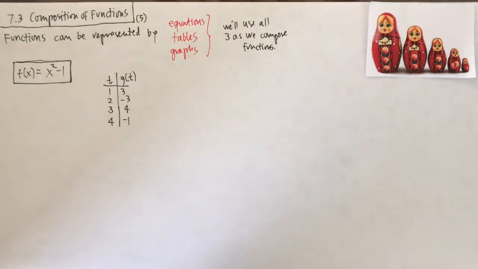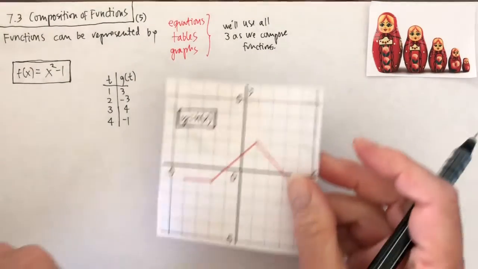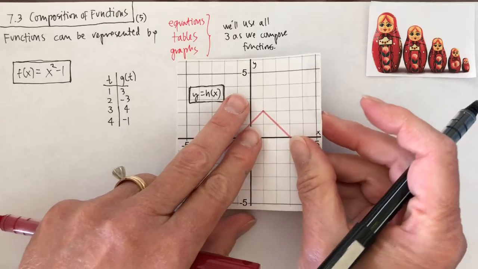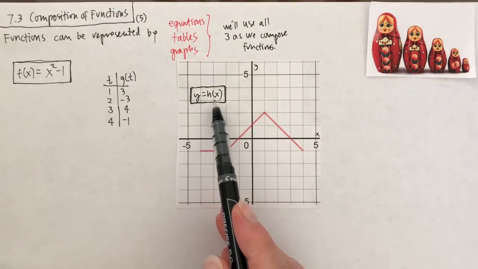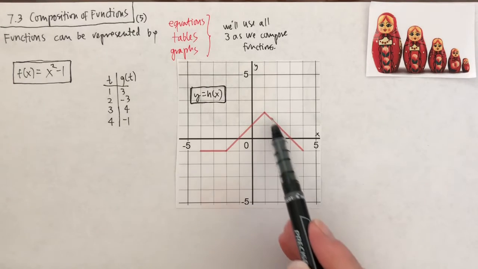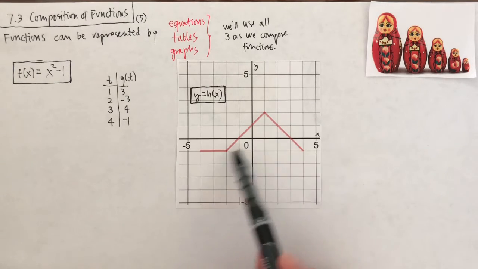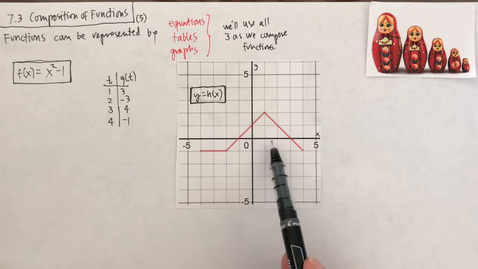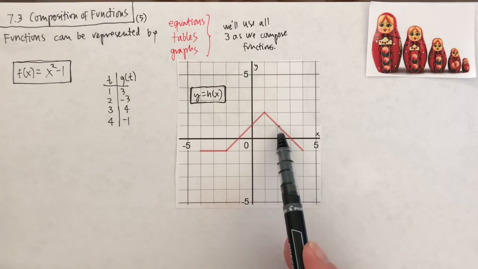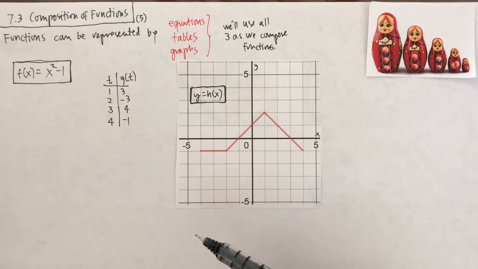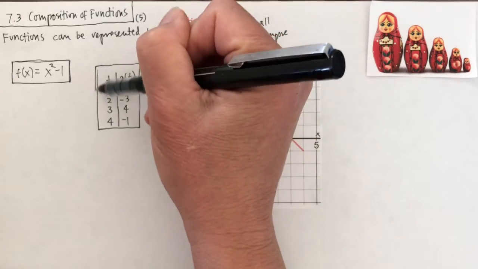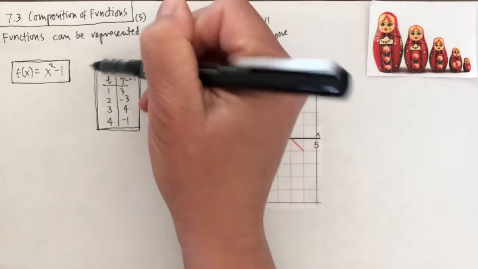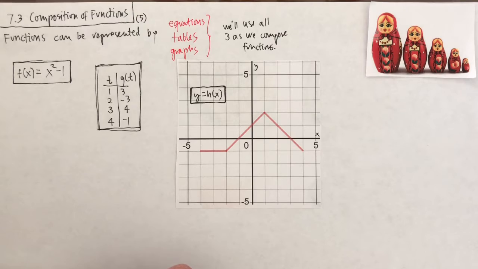And the last function I'm going to give you is a graph of a function. And this is y equals h of x. And all we know about it is that these are the xy values for this function. So for example, when x is 2, y is 1. So that's something that's an input and output of this function. So we have these 3 functions. Let's compose them in different ways and get comfortable using all 3 ways of describing a function.